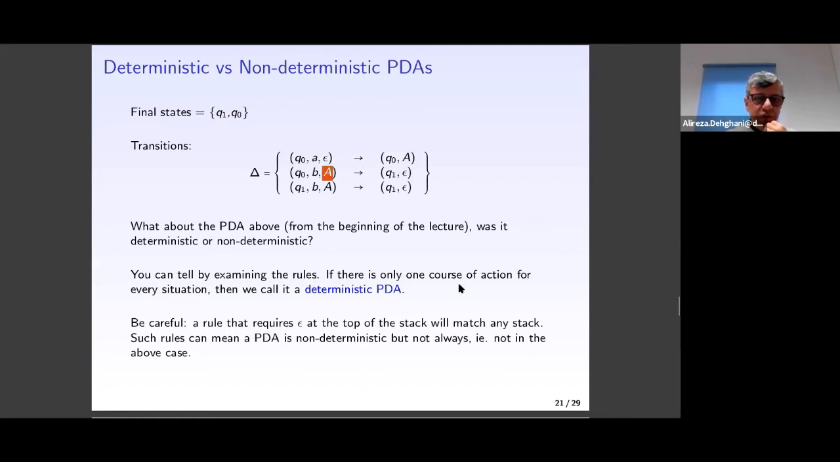If there is only one course of action for every situation, then we call it a deterministic PDA. Be careful: a rule that requires epsilon at the top of the stack will match any stack. Such a rule can mean a PDA is non-deterministic, but not always. So examine it to see if it is deterministic or not. If you have a situation like this, it probably means you have multiple options, but it doesn't necessarily mean it's non-deterministic. So if you see something like that, it doesn't mean this PDA is non-deterministic; it is deterministic in this case.